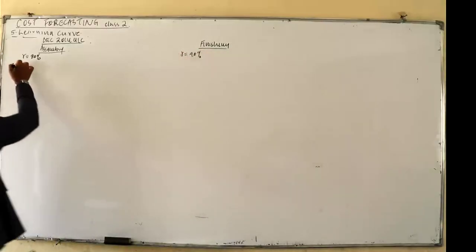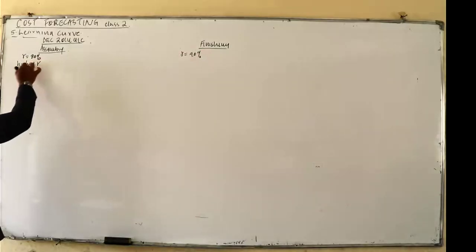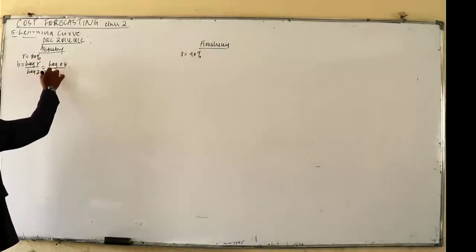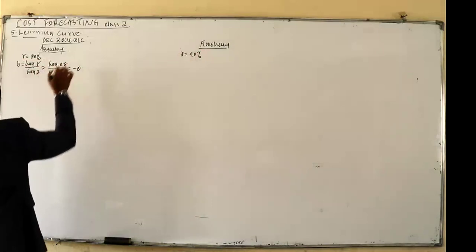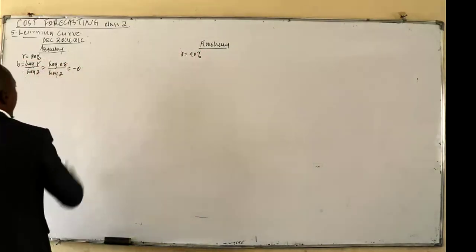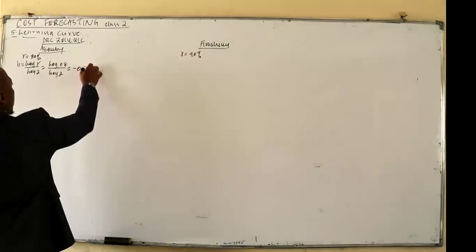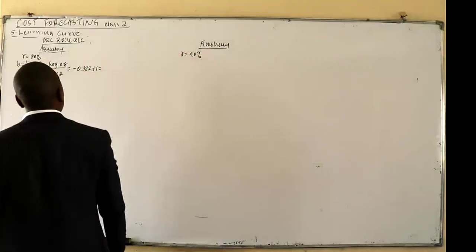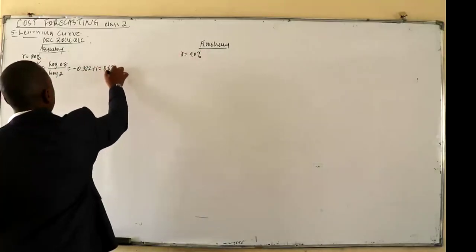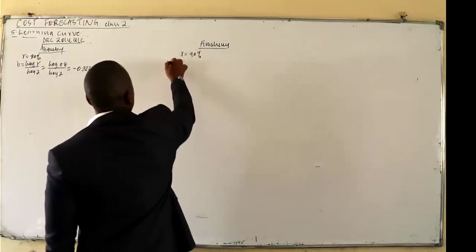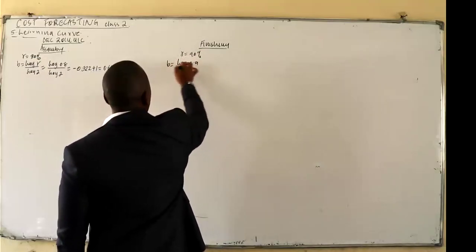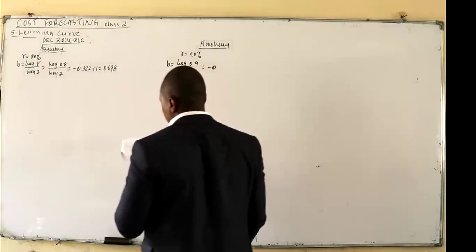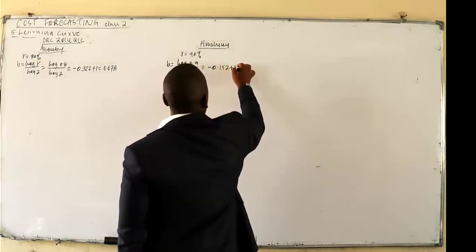Now let's get B. B is log R over log 2. So this will be log 0.8 over log 2. You get negative 0.322, right? Then we add 1. Let's just get B plus 1. Get 0.678. Now we do the same for the finishing. To get B, you take log R, which is log 0.9 over log 2. Get a negative 0.152. We add 1 to get the B plus 1.